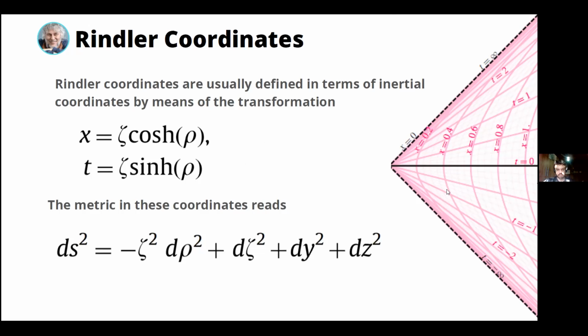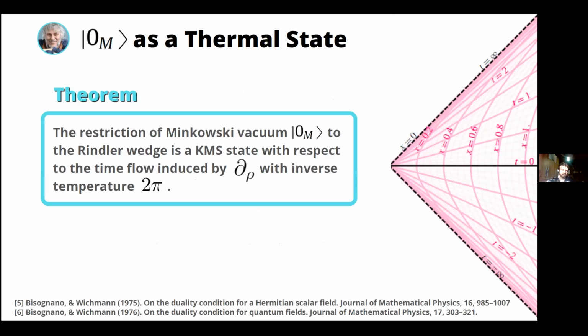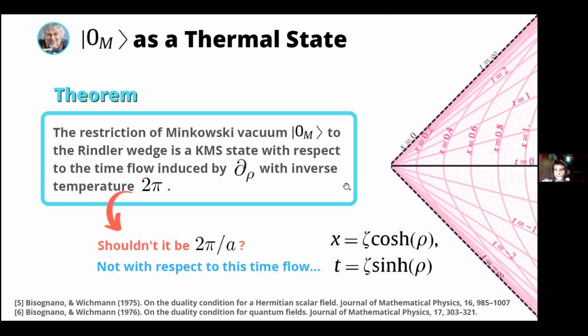There's a result from 1975 and 76 by Bisognano and Wichmann stating that the Minkowski vacuum is a KMS state with respect to the time flow induced by partial rho, with inverse temperature 2 pi. This is true for any quantum field theory that respects CPT. Now, if you've never seen this result, you're probably wondering, shouldn't the inverse temperature be 2 pi over a? Shouldn't temperature be proportional to the acceleration? Where is the acceleration here? Well, not with respect to this time flow. This time flow corresponds to a uniformly accelerated observer with acceleration equal to 1, in essence. So that's why it doesn't show up.